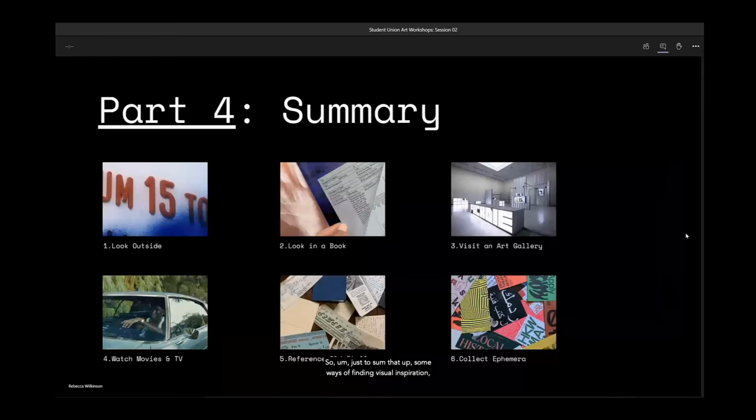So just to sum that up, some ways of finding visual inspiration offline are to go outside and see the world around you, take a look at books, visit an art gallery, check out some interesting films and television, look at old vintage stuff, and collect printed ephemera around you.